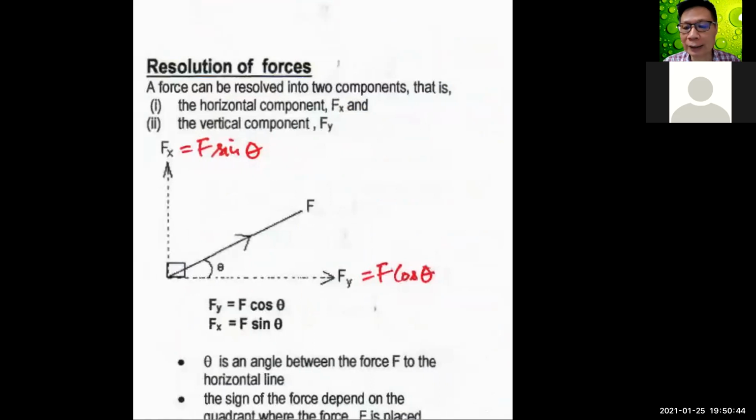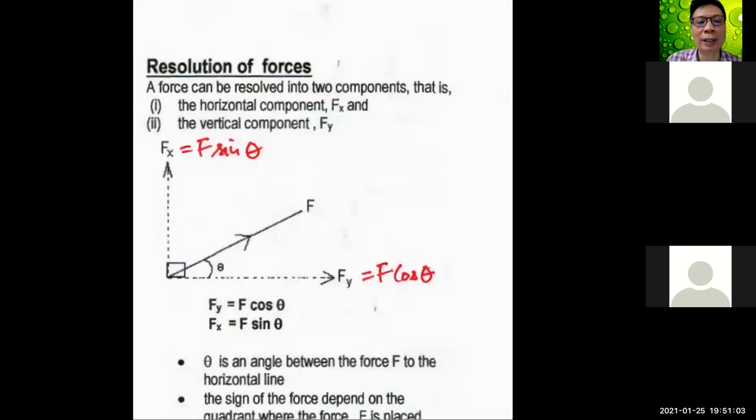First, let me explain to you what is the meaning of resolution of forces. Resolve means you break up the force. Why do we need to break up the force? The reason is like this. In the last lesson, right?